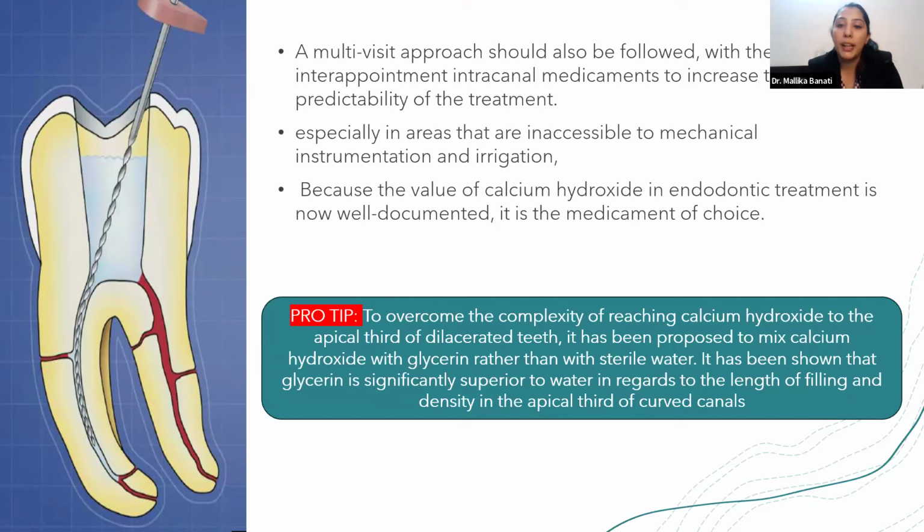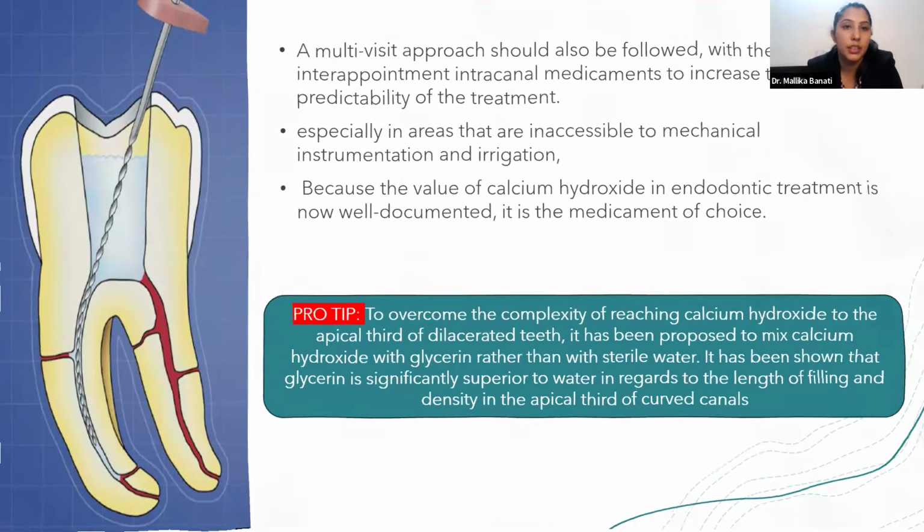So, to overcome the complexity of reaching calcium hydroxide to the apical third of dilaceration, it has been proposed to mix calcium hydroxide with glycerin rather than water. With sterile water or distilled water, all of that is good only for regular cases. We mix it with glycerin for cases where we have dilaceration, for calcified cases, if you're falling short of length and you're not sure if your calcium hydroxide is actually going to the right spot. So kindly mix it with glycerin and see the difference.